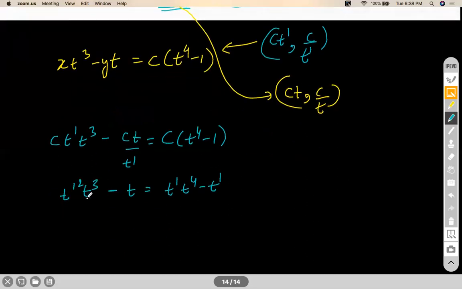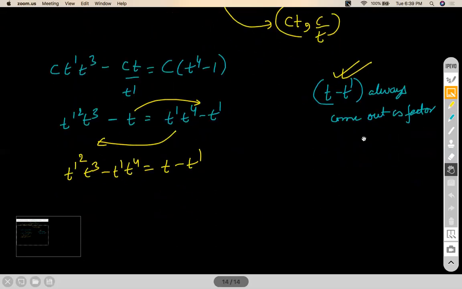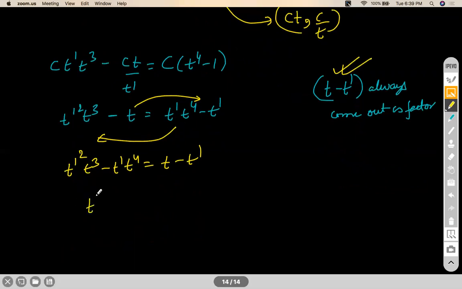Now from such a situation, T minus T dash will always come out as a factor. Why? Because it is very obvious that the normal drawn at the point will also meet the curve at the same point. So the equation will give you all possible scenarios. So T minus T dash will always come out as a factor, which you can see very clearly over here if you bring this term to this side and this term to this side. So you'll have T dash square T cube minus T dash T to the power 4 as T minus T dash. And here if you take T cube T dash common, you will get T dash minus T is equal to T minus T dash.